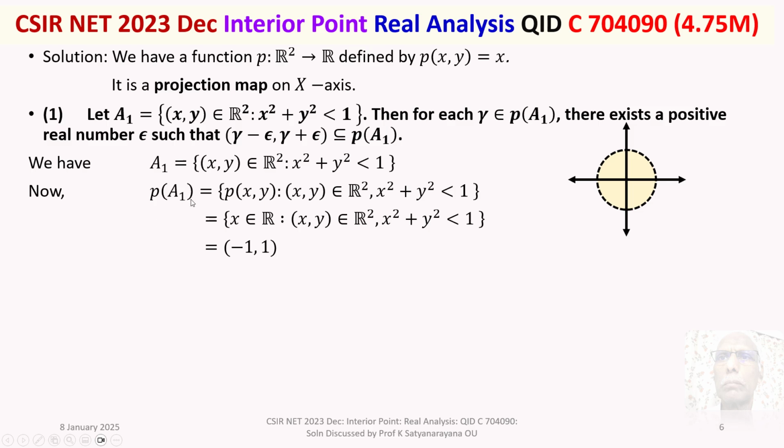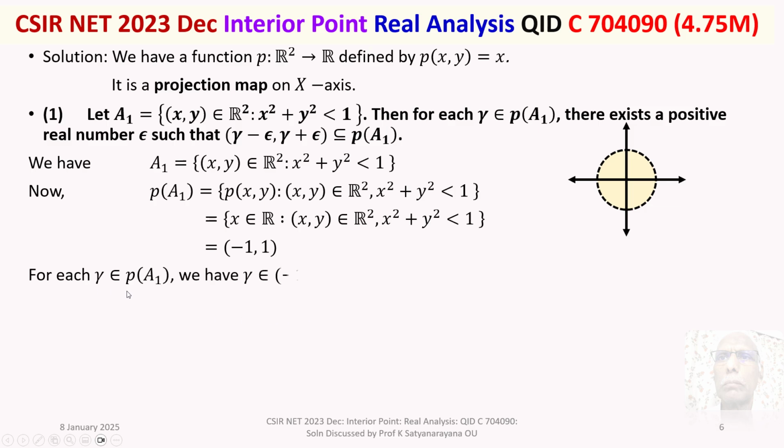Now, what is P of A1? It is the open interval -1 to +1, and this is an open set. For every gamma belongs to -1 to +1, gamma is an interior point of this one. Therefore, there exists an epsilon greater than 0 such that the neighborhood with center gamma and radius epsilon is entirely contained in P of A1. That is precisely the open interval gamma minus epsilon to gamma plus epsilon contained in P of A1.